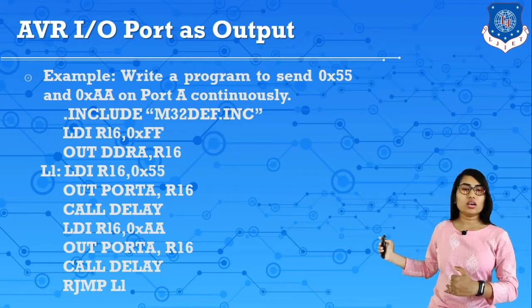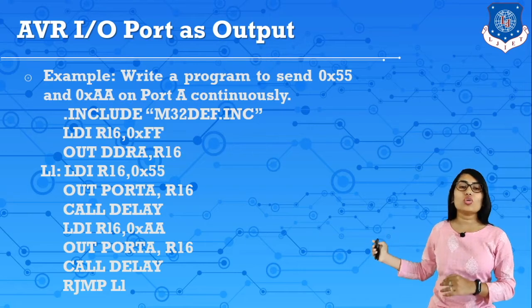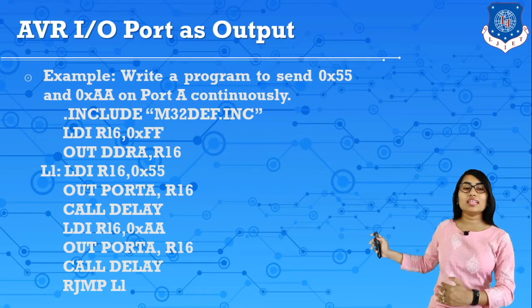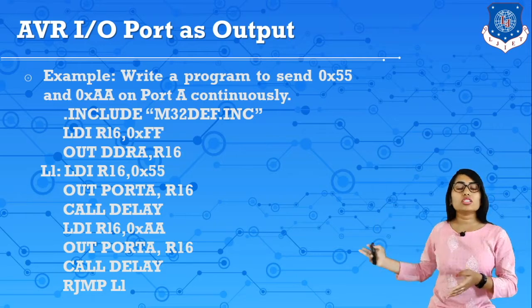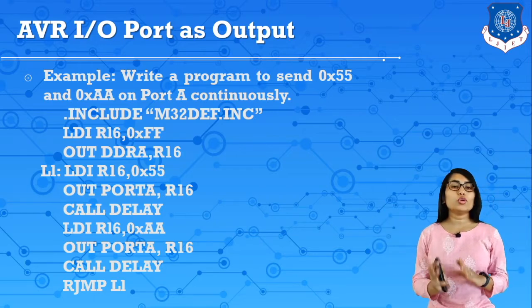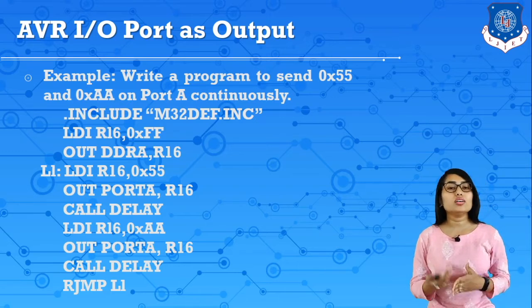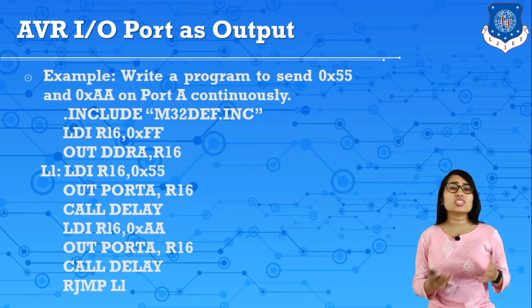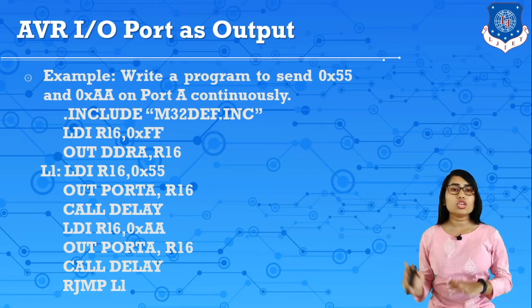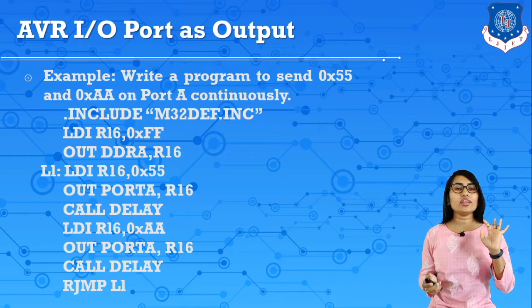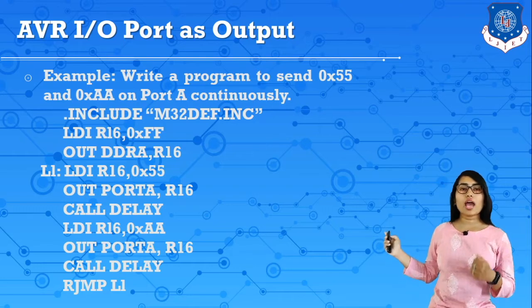Then send AA: LDI R16, 0xAA. Next out PORTA, R16, that means port A equals AA. Now again call delay and then jump to L1. So this cycle goes on. That means first on port A there is 55, then on port A there is AA. This is how we can send data on any port. This is how we can assign any port as an output by making all bits 1 and then sending data on the port. So this is a program for the IO port as an output.